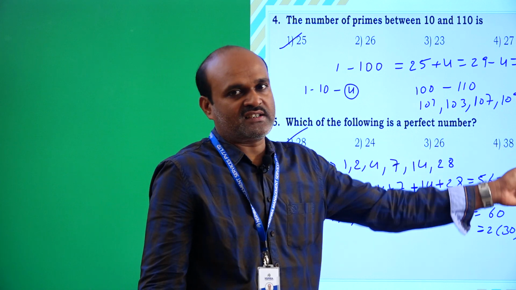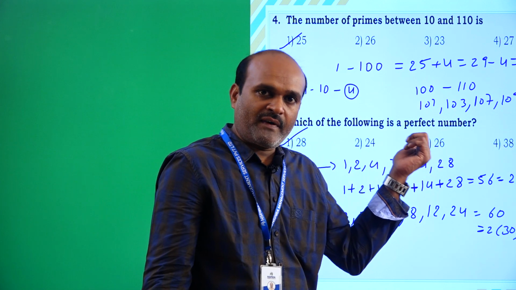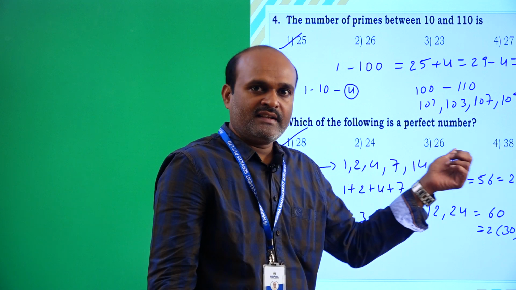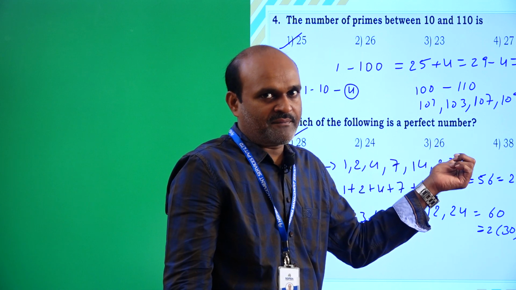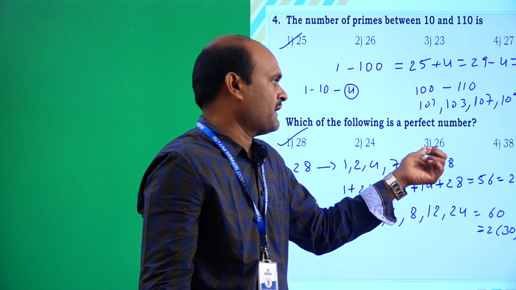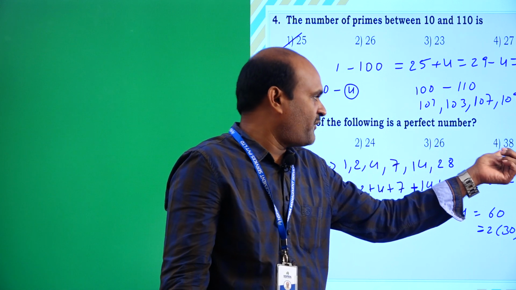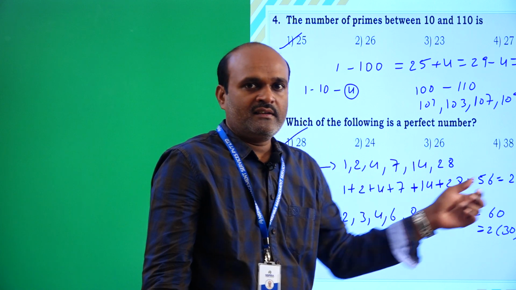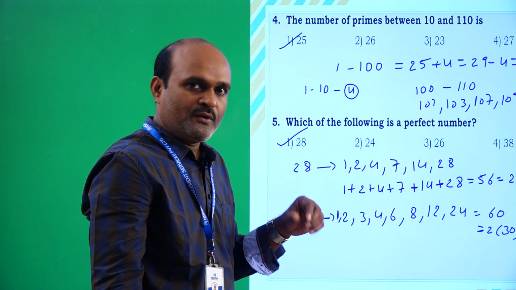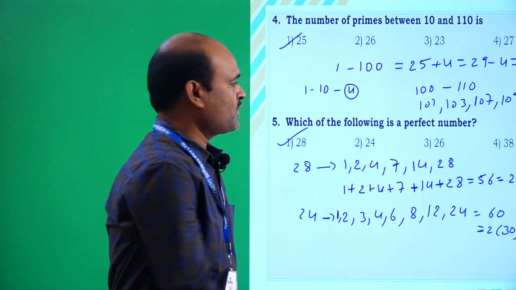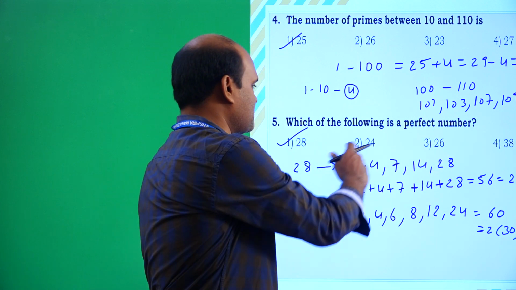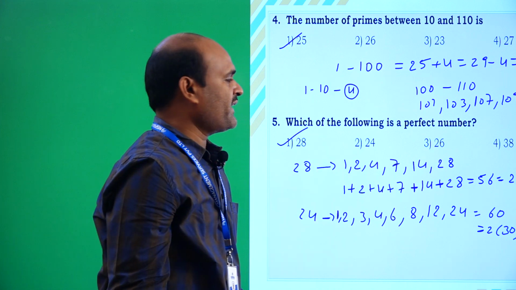Same thing, 26 and 38. You verify, find all factors of 26 and 38, then you add. If you get 2 times 26, then 26 is also a perfect number. 38, if you find all factors of 38 and add them, if you get 2 into 38, then that is also a perfect number. So here these are not perfect numbers. So 28 is a perfect number.